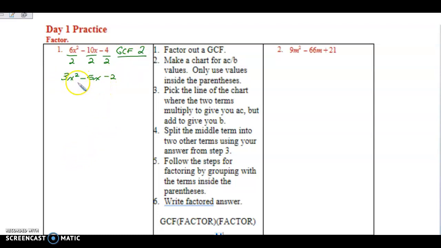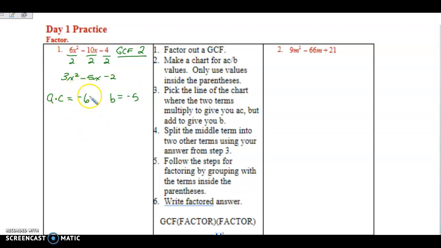So I have a trinomial, and I need to find out what my AC is. So if I take 3 times negative 2, I'm going to get negative 6. And my B is negative 5.